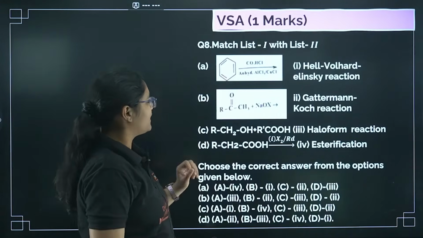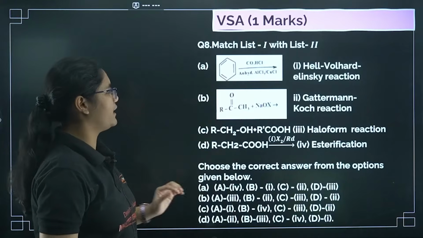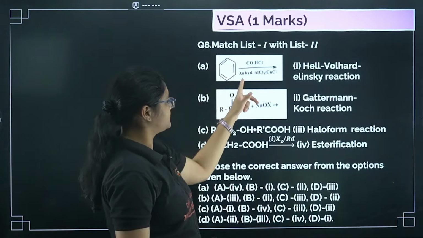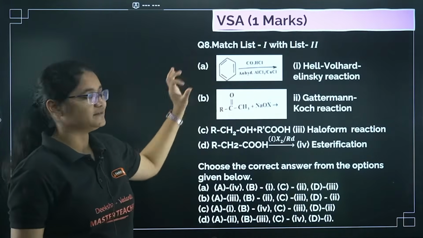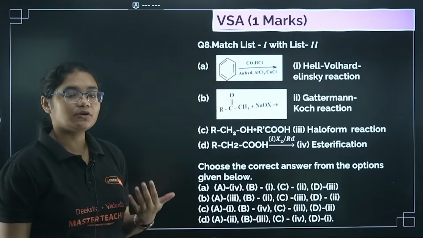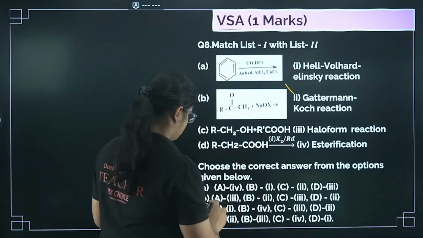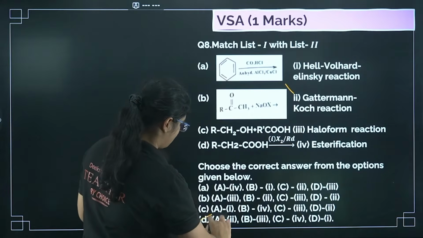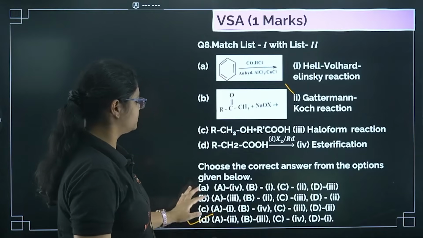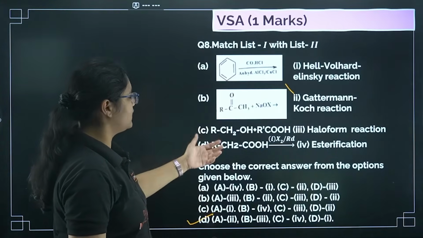Next question is, match the following with the name reactions. Okay, so you have CO, HCl with anhydrous AlCl3 to benzene ring. So that is your preparation of aldehydes, Gattermann-Koch reaction. So A has to be option number 2. Okay, so there is only one option with that, option number D. So I am correcting that directly. Let's see the other thing.